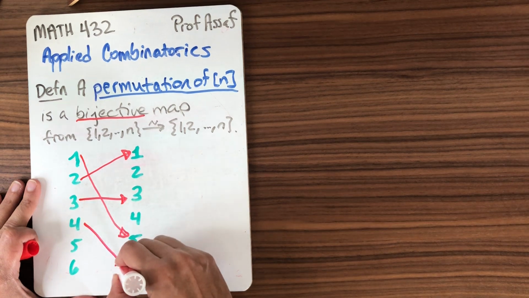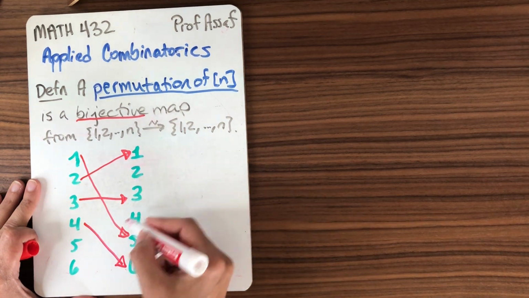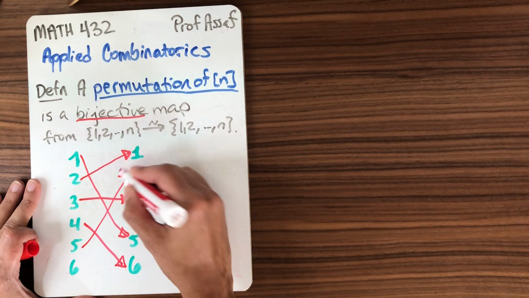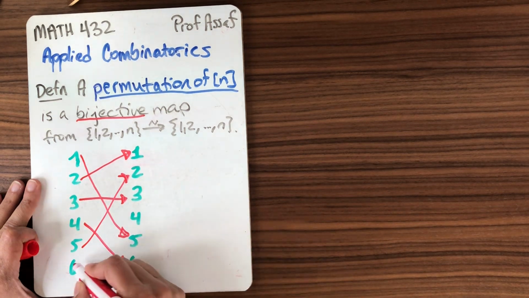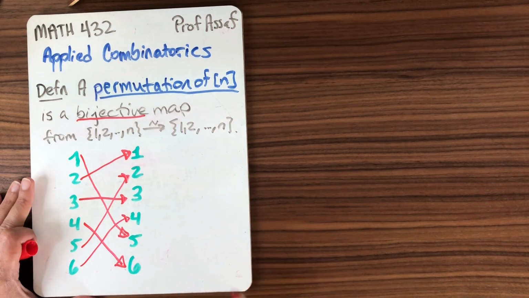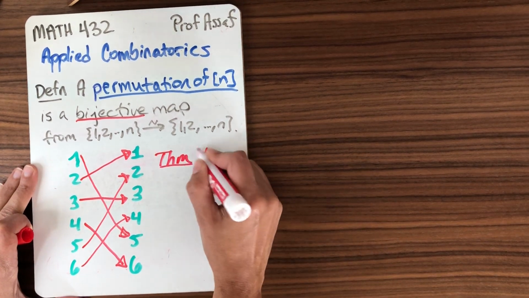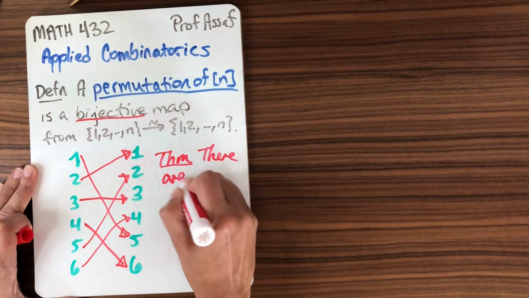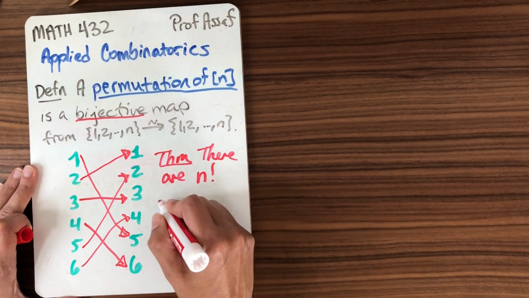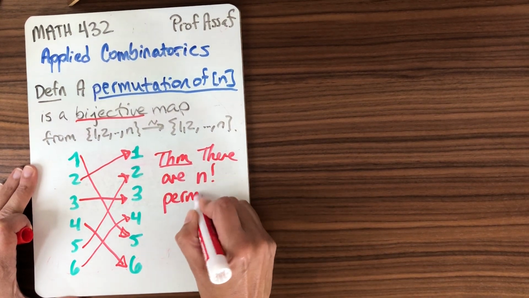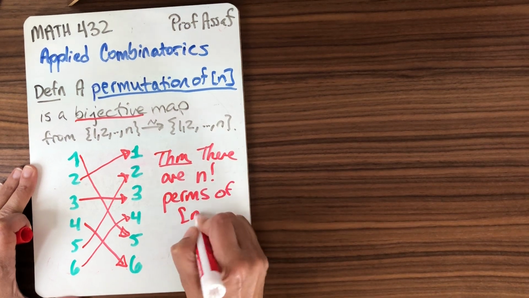Maybe we'll send it down here. 5 has only 2 choices. And by the time we get to 6, there's no choice left. It has to go to whatever remains. So, theorem: there are n factorial permutations of n.